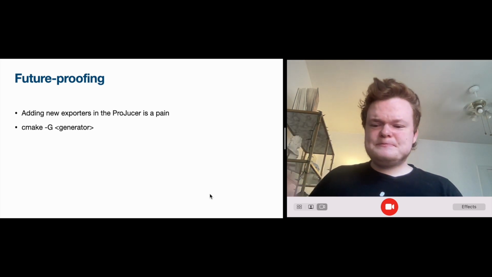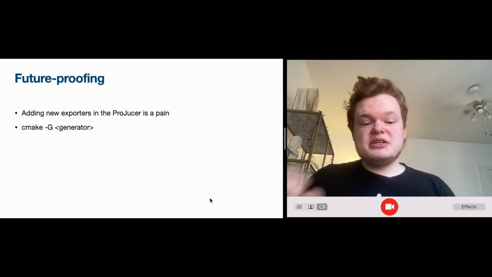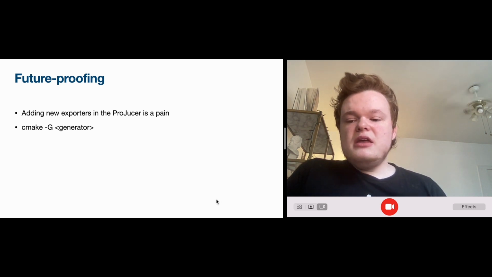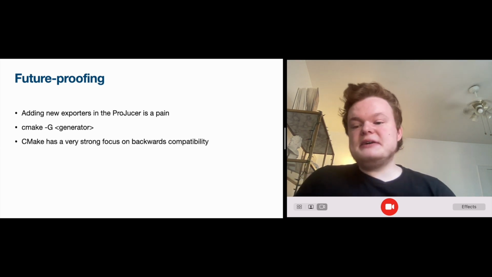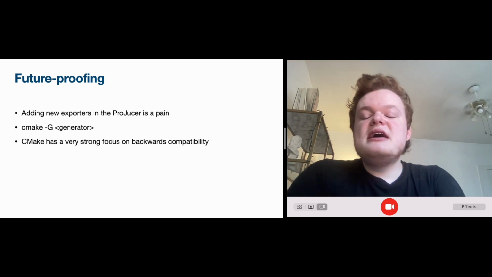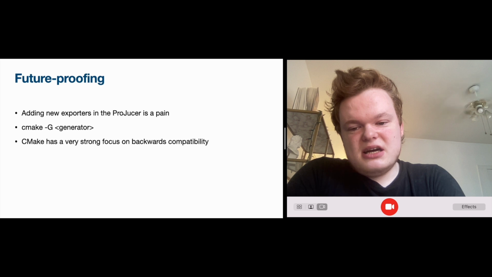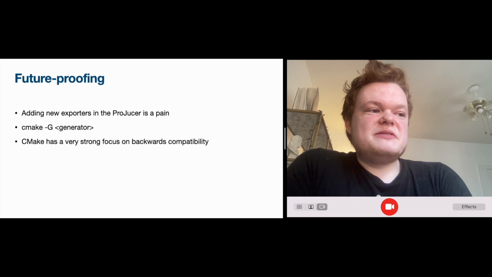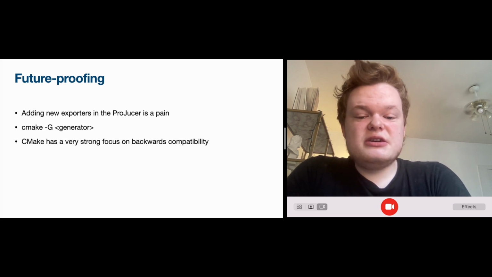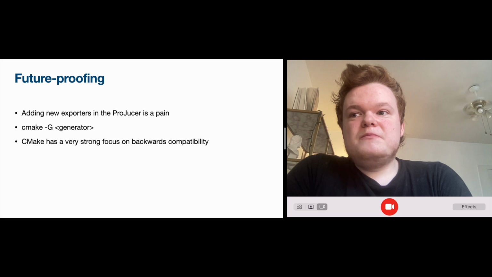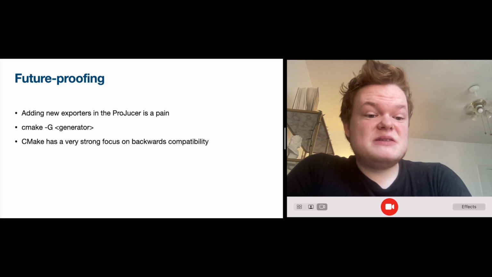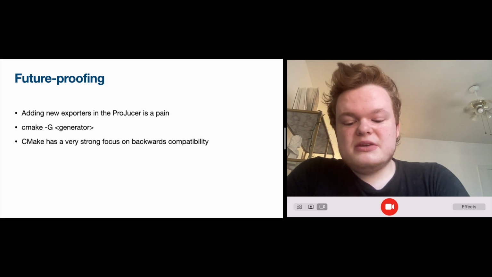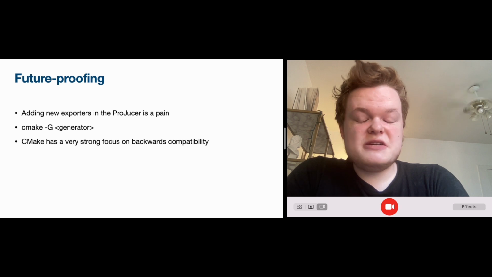So like I mentioned, CMake's command line at generation time allows you to specify what generator to use. And you can also change compilers and things like that. And CMake has a very strong focus on backwards compatibility. So like I mentioned before, there's a pretty good chance that if you write your CMake files today, I would be willing to bet that you can come back in a couple of years and, with the newest version of CMake, compile something that was written for a very old version of CMake.